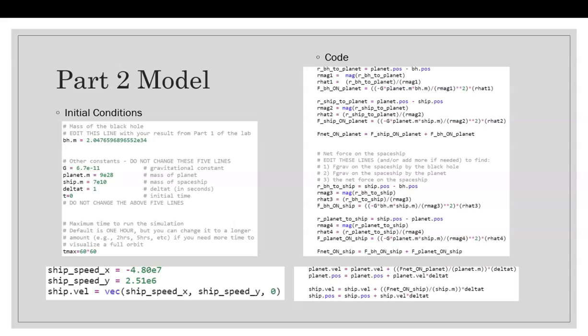So for the code, you are finding the gravitational force of the black hole on the planet, and then you are finding the gravitational force of the ship on the planet, and you are finding the net force from the ship and from the black hole, adding them together. Then you find the gravitational force of the black hole on the ship, and the gravitational force from the planet on the ship, and then add those together to get the net force on the ship. From there, you find the planet velocity and planet position, as well as ship velocity and ship position.